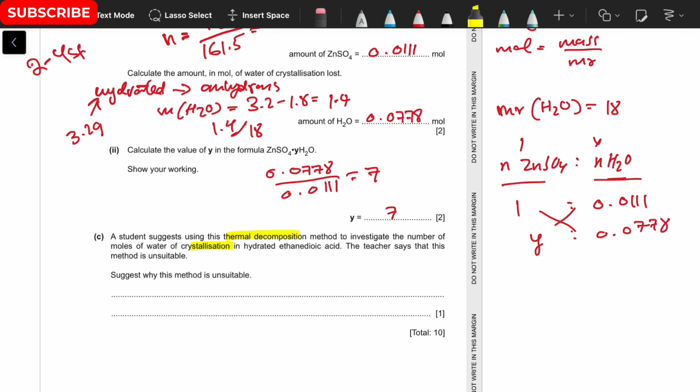Then it says to suggest why using the thermal decomposition method to investigate the number of moles of water of crystallization in hydrated ethanedioic acid is a non-suitable method. Well, if you think about it, the acid would probably decompose upon heating. But another reason why this is probably not the best thing to do is because acids are flammable. This would pose a hazard risk.